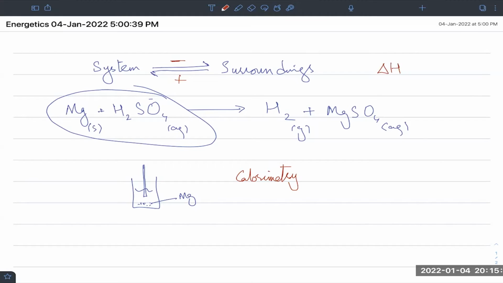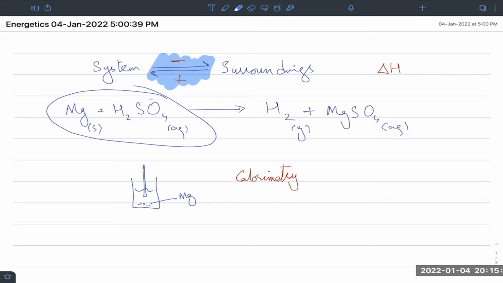Now, here's an interesting part. Experimentally, we have no method of measuring the energy of the system at any point. We can't. But what we can do is measure this change. So we can measure how much is taken in, how much is given out. We cannot measure the energy of surrounding individually. We cannot measure the energy of system individually, but we can measure the change. And based on that change, we give the reaction its name: endothermic, exothermic.